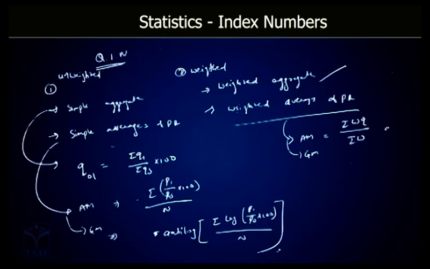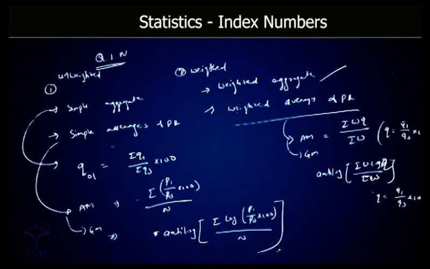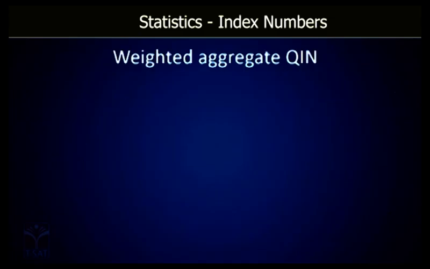Summation W, where this Q is given by Q1 by Q0 into 100. For geometric mean, we have antilog of summation W into log Q by summation W, and Q is same here, Q1 by Q0 into 100. Now we'll see the weighted aggregate for quantity index numbers.